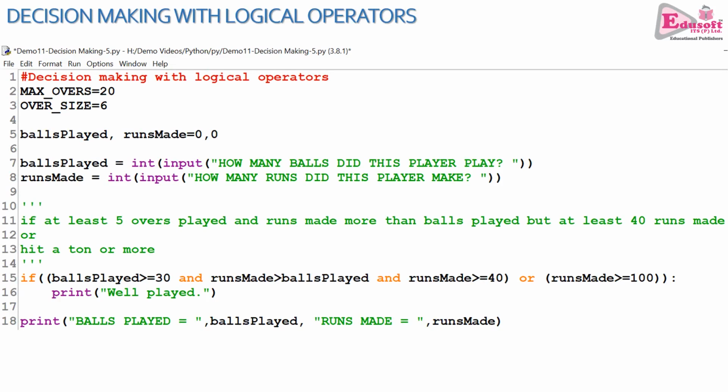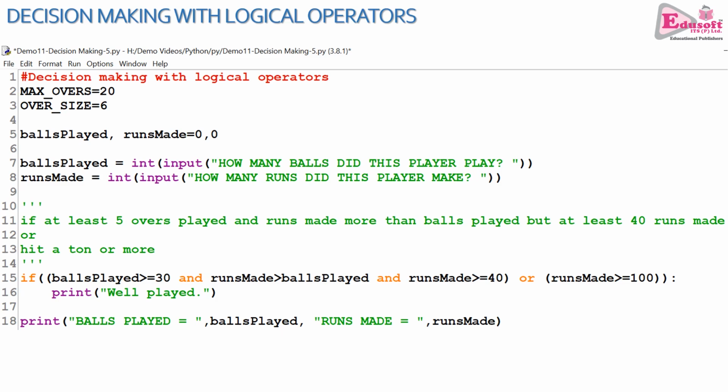Now we have a clear understanding of logical operators. Let us see this last program, the last example of this session. If you watch carefully, lines 7 and 8 are accepting the number of balls played and runs made from the user. And then come down to line 15. It's a complex condition given there, with so many AND operators and an OR operator also used. So let us understand how to create compound conditions and how the role of operators changes with the help of brackets in these conditions.